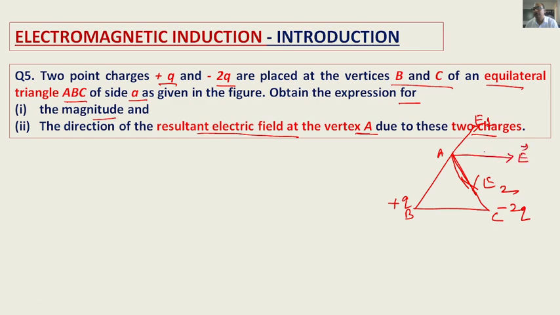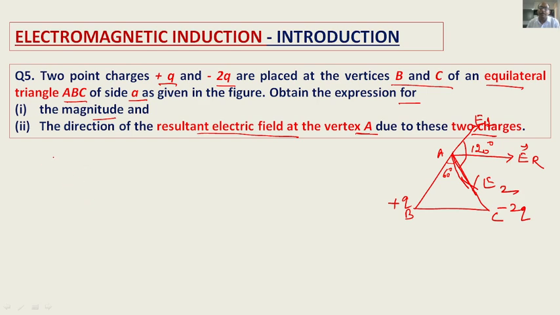That will be resultant electric field, we can say ER. And the angle between E1 and E2 will be 120 degree. Okay, why? Because this angle is 60 degree. It is an equilateral triangle. So the angle between E1 and E2 will be 120 degree. Fine. Where we are going to use it, that will tell you.